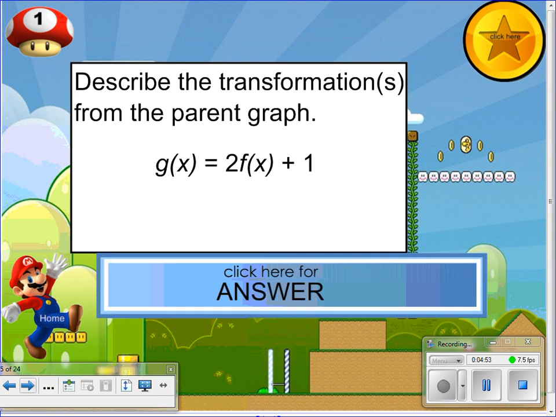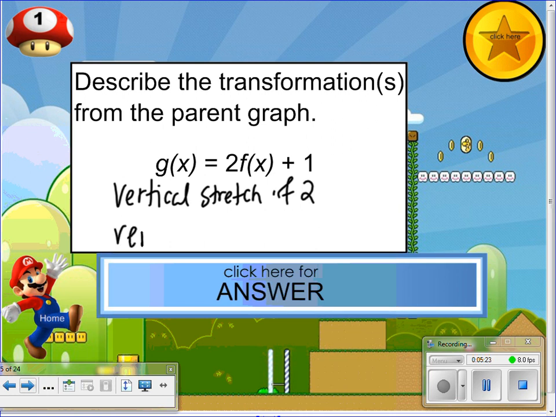We know that that's slope change because it's multiplying by a number. The number's on the outside, so we know that that has to do with vertical changes. And because it's a number that is larger than 1, we see that that is a vertical stretch. So we have a vertical stretch of 2. And then we also see that there's something being added on the outside. So that would be a translation. Because the number's on the outside, we know that that's vertical, and it's being shifted up by 1. So we have a vertical shift up by 1.